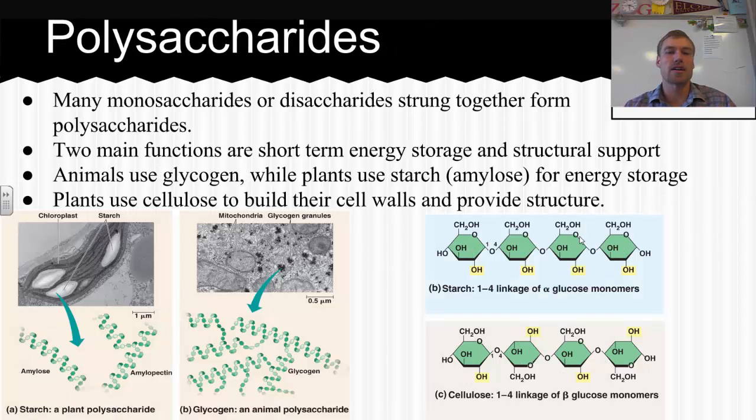Polysaccharides are different monosaccharides or disaccharides strung together, and their two main functions are either for short-term energy storage or for structural support. Animals use mainly glycogen, and that glycogen is used as a long-term energy storage, while plants mainly use starch, also known as amylose, for energy storage. And then plants also use cellulose to help build their cell walls and provide structure.